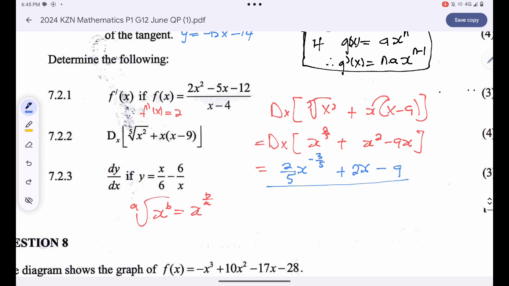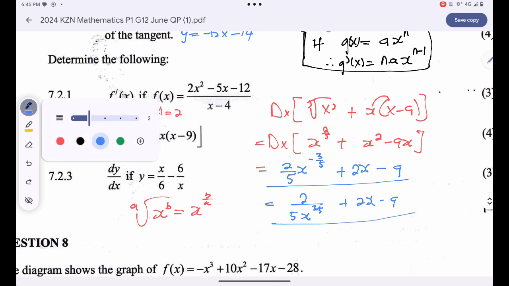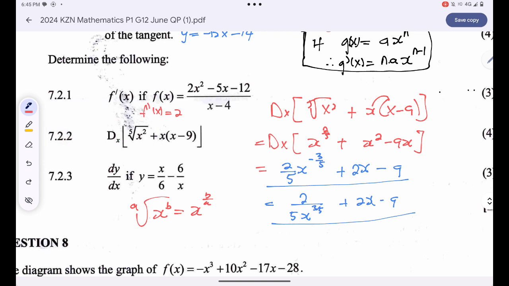You can leave your answer like this, but if you want to be fancy, guys, you can make sure you leave it with positive exponents. Right? You can leave it with a positive exponent. You'll simply have 2 all over 5 times x to the power 3 over 5 plus 2x minus 9. You can leave it like this, but if you want to be more fancy, you can leave your answer in surd form: 2 over 5 the fifth root of x cubed plus 2x minus 9.